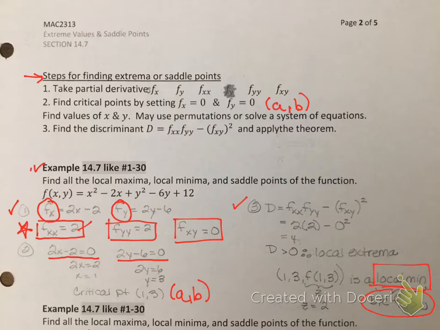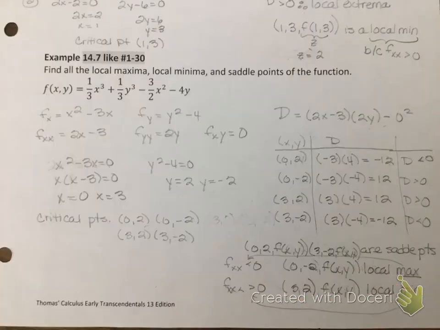Now, the value of that local min I could find by doing f of 1, 3. But the local min itself, if I'm writing it all out, here's the x coordinate, here's the y coordinate, here's the z coordinate. Doesn't matter to me if you leave your z coordinate like this or if you actually find z. Let's look at another example.